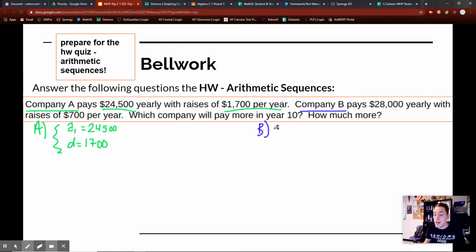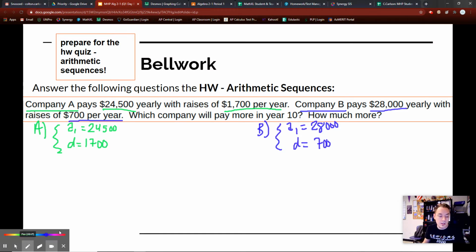Okay? And then company B, I'll write this down on the other side. Company B pays its employees $28,000 yearly with $700 per year of raises. So similarly, a sub 1, my first term, the first year that I'm going to get paid, I'm going to get $28,000. My common difference, how it increases every single year at a constant amount, is going to be $700. Awesome.